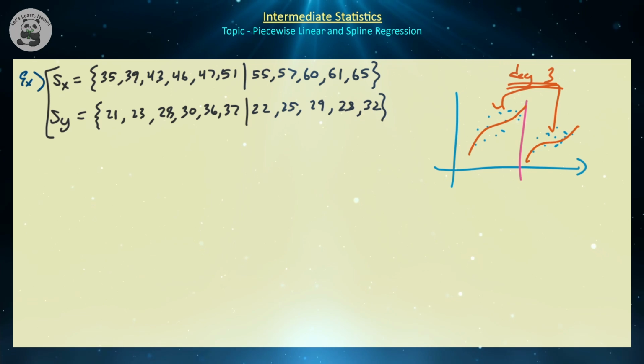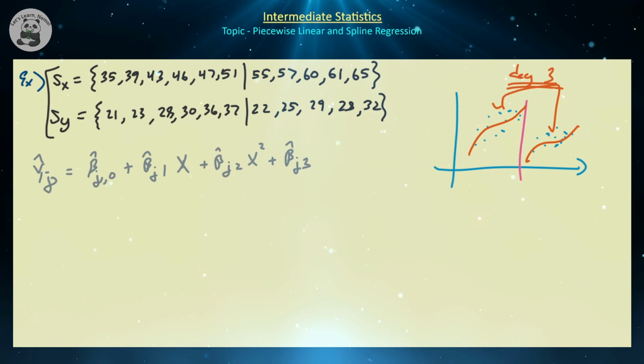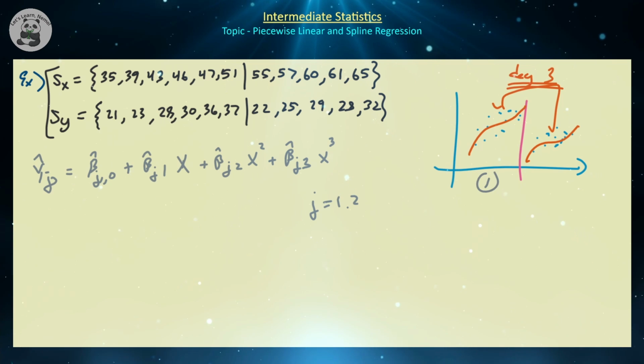Usually cubic polynomials are sufficient, provided that the length or the range of these intervals are not super large. So let's assume that we're going to have predicted values, let's say y hat j, and they're going to be of the form beta hat j0 plus beta hat j1 x plus beta hat j2 x squared plus beta hat j3 x cubed, where j ranges from 1 to 2 because we have two subsets that we're partitioning over.